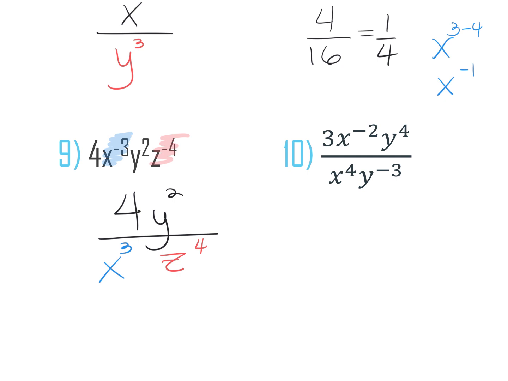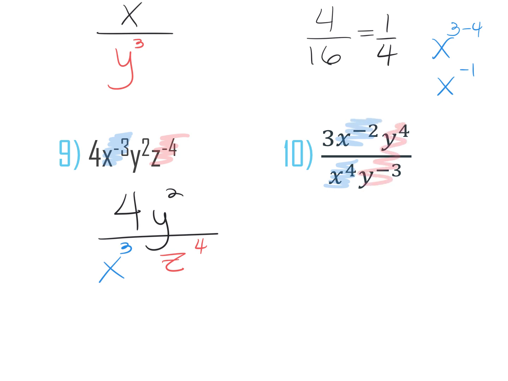Now, for the next one, you can either choose to do what I just did and move the negative exponents and make them positive, or you could just use your division rule and just subtract the exponents. So there's 2 ways to do it. So let me show you both ways. I'm going to show you the way that I think is probably easier. Is I'm going to take the exponents because the bases are the same, and I'm just going to subtract them.